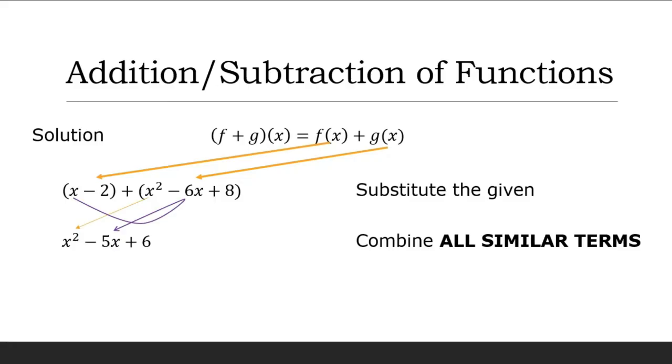x minus 6x is 5x. Negative 2 plus 8 is positive 6. So, f plus g of x is equal to x squared minus 5x plus 6.